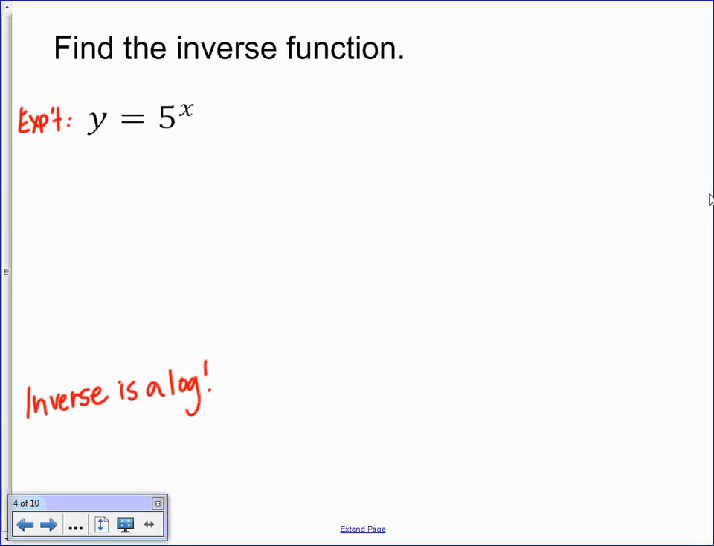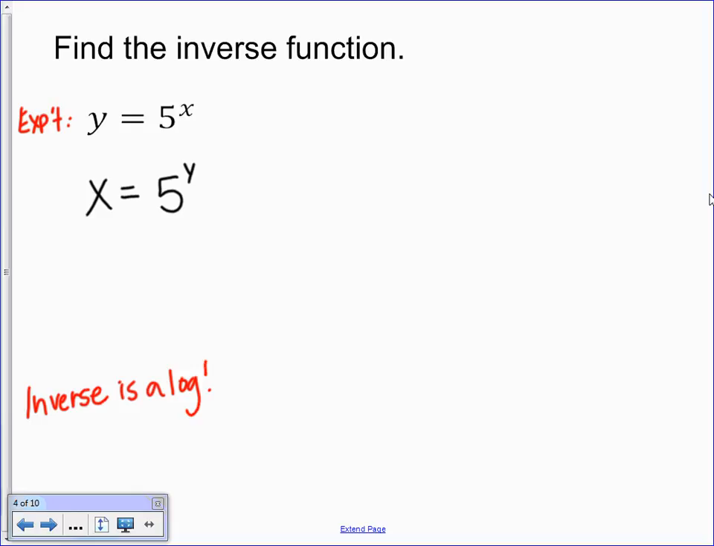Now we're going to go through the process. Where I see y, I write x. Where I see x, I write y. And that's a superscripted exponent x, so I have a superscripted exponent y now. So I switch x and y. x equals 5 to the y.